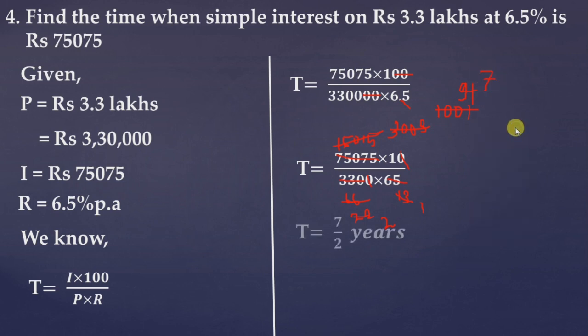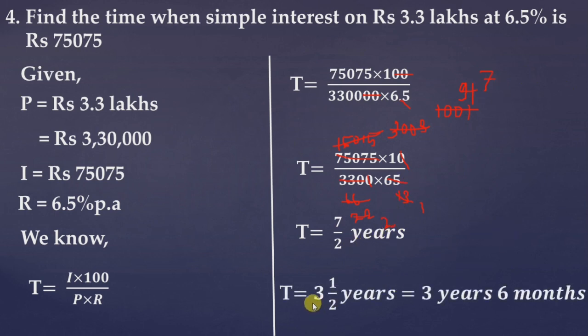So I'll get T is equal to 7 by 2 years, which is equal to 3 whole 1 by 2 years. That means it is equal to 3 years 6 months.